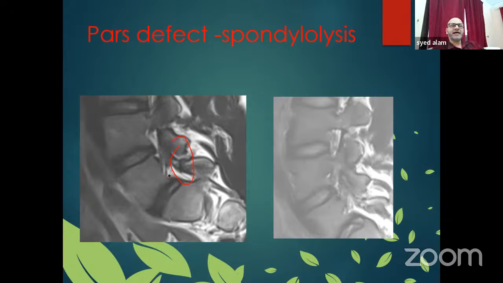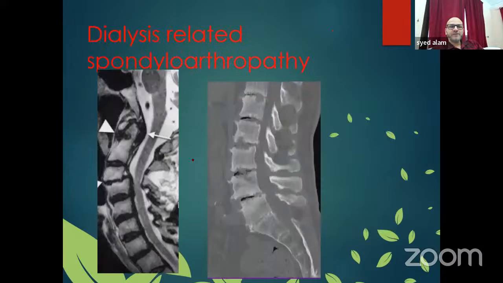So they go inside, and sometimes if we are busy and do not look at this particularly, we'll set a normal report. But the patient has a pars defect, and that is the cause of pain. So that's why I put this one.